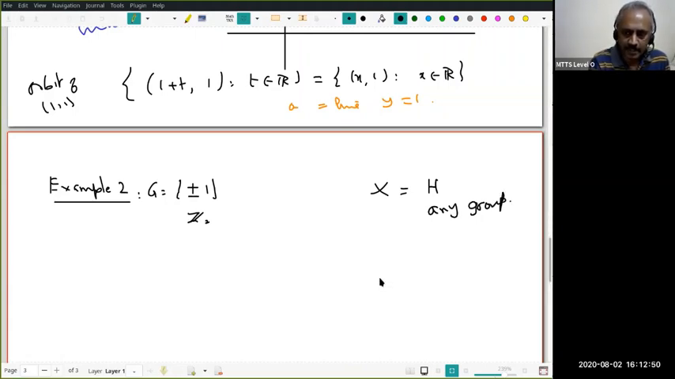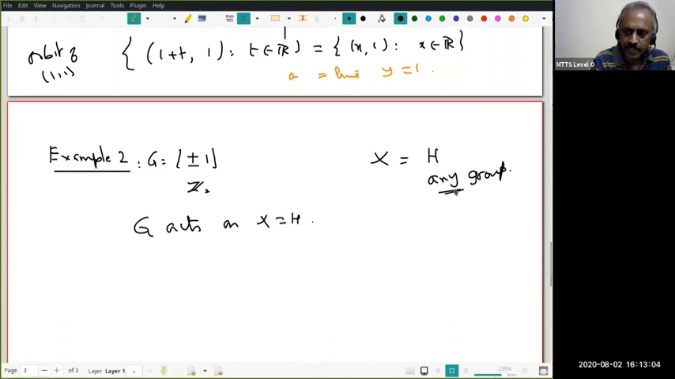Now I want to say, how does this group act on X? That is, I want to define G acting on X, which is equal to the group H. It may be any group. It need not be a subgroup of G. Just because H is there, you may be tempted to think H is a subgroup of G. No, I'm not assuming that. H is any group. It could be equal to G, it could be a subgroup of G, or it could be any group for that matter.